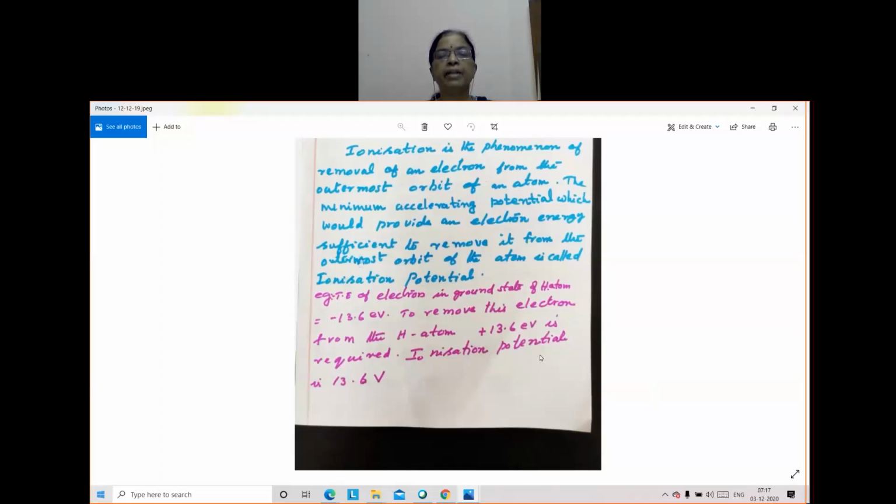When potential is asked, the answer will be in volt. When ionization energy is asked, the answer will be in electron volt, 13.6 eV for hydrogen atom. For another atom, we have to find the answer by substituting in the equation. And if potential is asked, it will be in volt, dividing by e. That is easy.